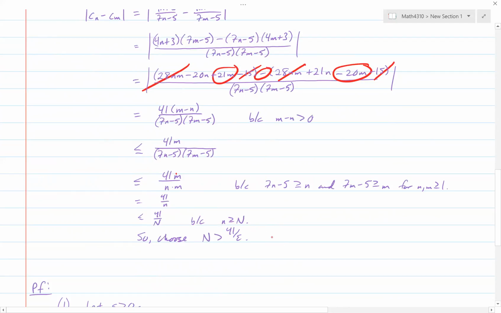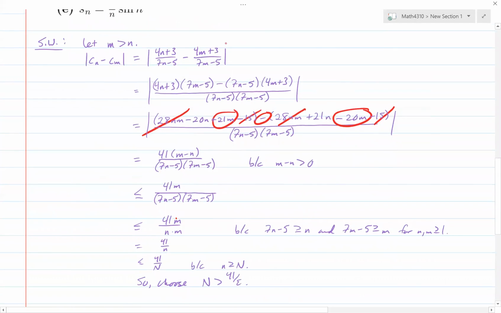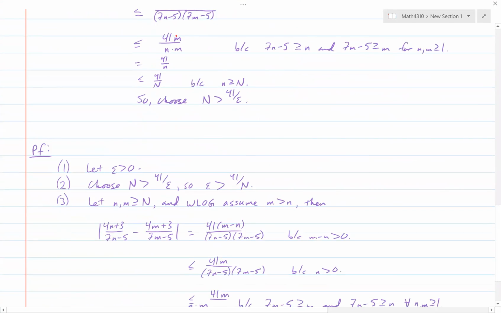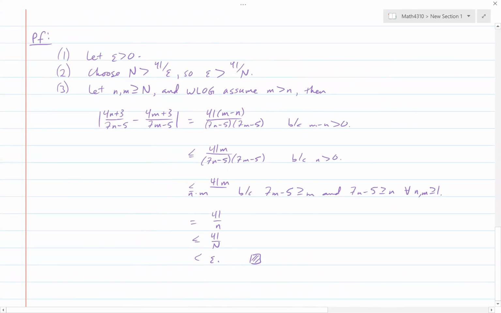And then it tells me that's how I have to choose capital N: greater than 41 over epsilon. So very similar scratch work, maybe a little bit more algebra involved, because we're not just taking the difference of some number like in convergence. We have a difference in m, but we're ultimately getting to the same thing. So then the proof looks something like this. I'll just put the whole thing up on the screen. Here's our 4 steps. Oh, I didn't number this. This is all step 4.